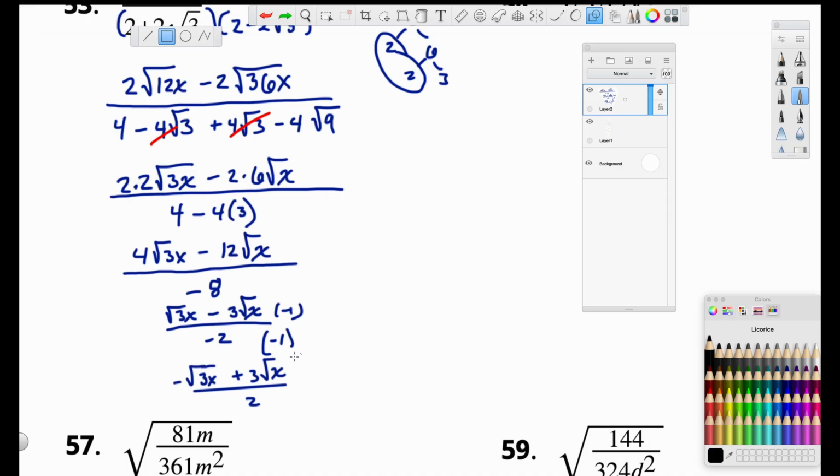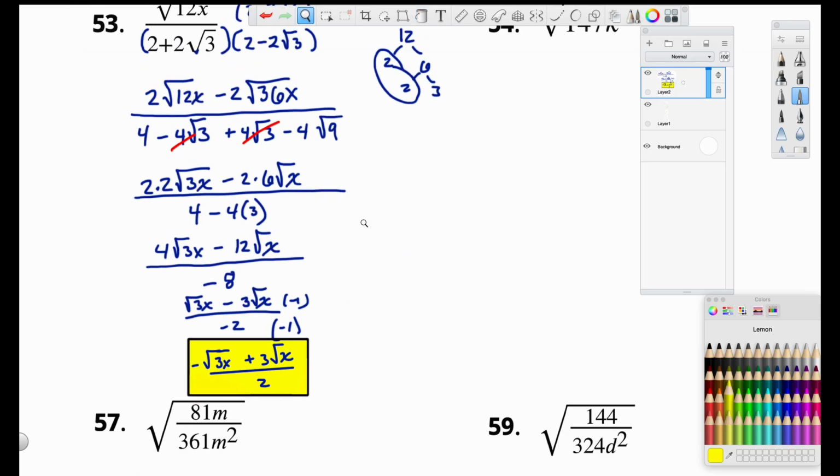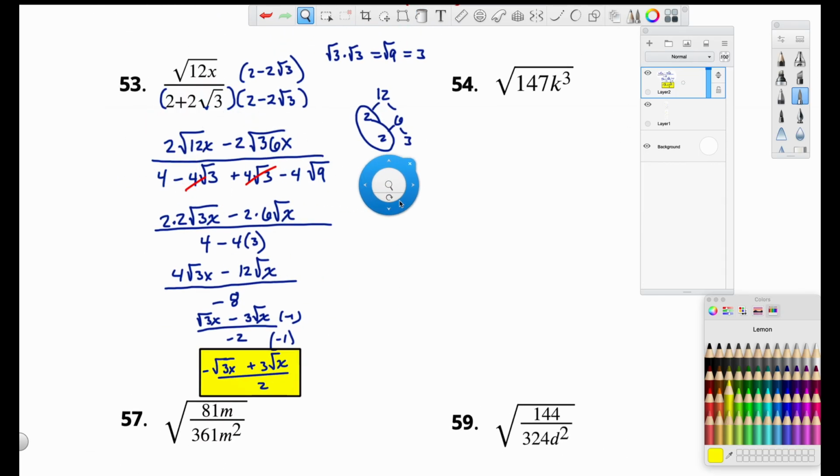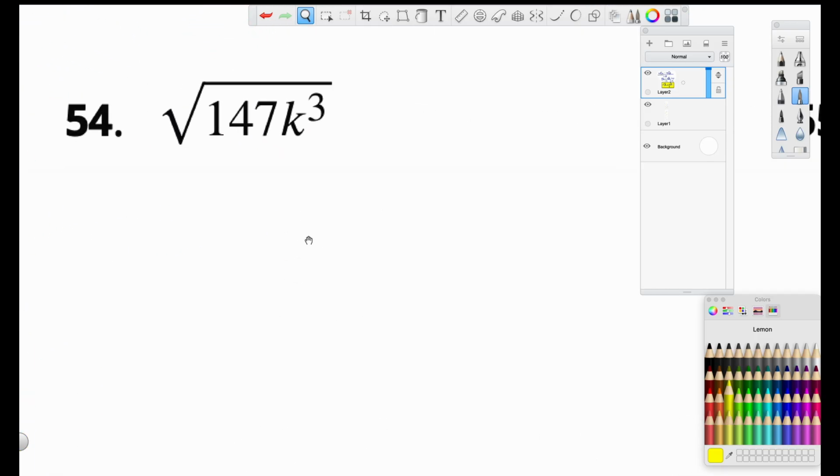Okay, that's the hardest kind of problem, I think, in this section, where we have to get rid of the radical using a conjugate pair, and then all the simplification that goes into that.